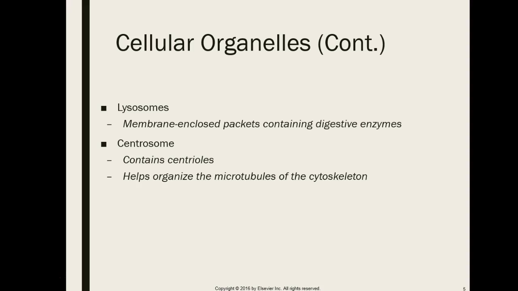And then the last organelle that we'll talk about is the centrosome. This is responsible for organizing the microtubules of the cytoskeleton. Again, that cytoskeleton is what gives the cell its support and its shape. The centrioles also play a role in organizing and moving chromosomes during cell reproduction, which we'll talk about in a little bit.